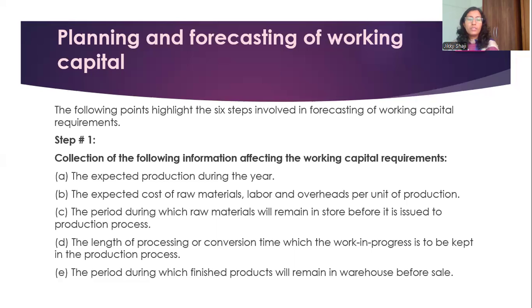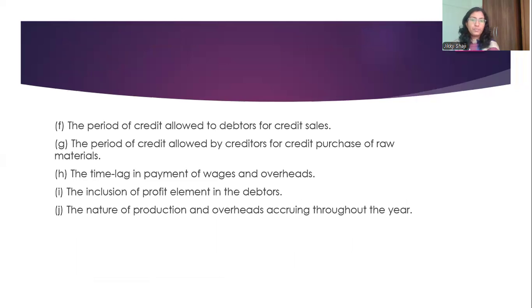Then the period during which finished product will be remaining in the warehouse. So raw materials period will be considered, the time taken for work in progress or conversion period, and then finished goods, how much time it will be there in the warehouse also will be considered. Then the period of credit allowed to debtors for credit sales. That is, if credit sales are happening, how much time a company will be giving to its debtors. Then period allowed by creditors for credit purchase of raw materials. That is, if a company is purchasing materials on credit, how much time will the creditors give us?